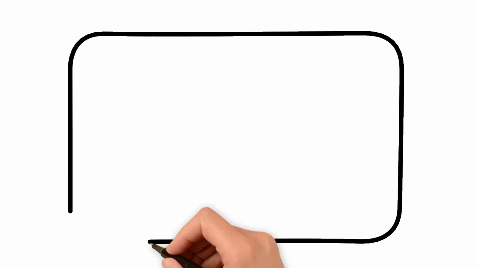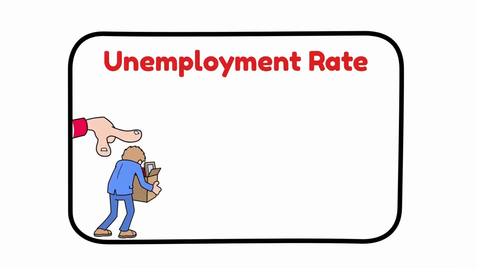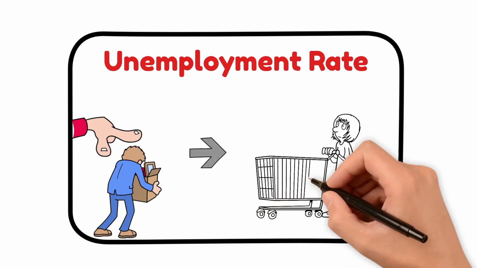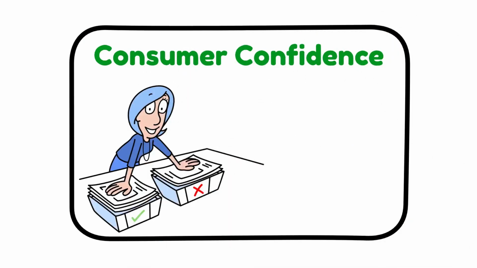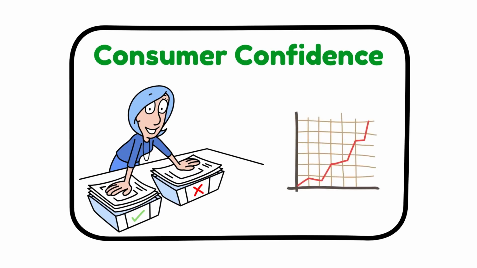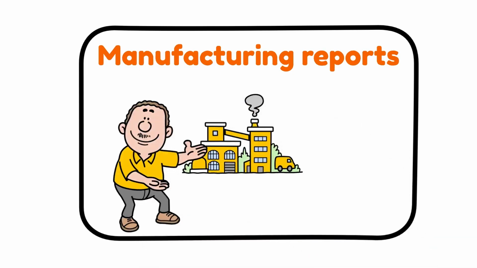The unemployment rate tells us how many people don't have jobs. When more people are out of work, spending drops and businesses usually make less money. Consumer confidence measures how people feel about the economy. If they're feeling positive, they tend to spend more, which helps companies. And manufacturing reports show how busy factories are. When factories are producing a lot, it's a sign that businesses are doing well.